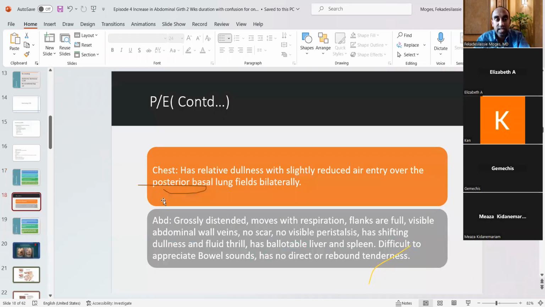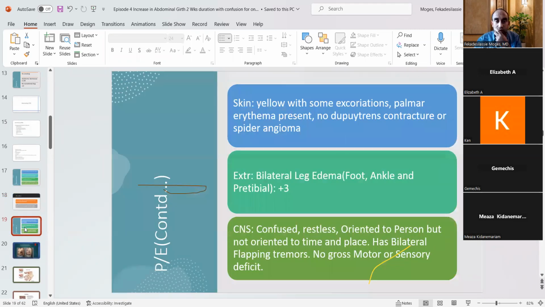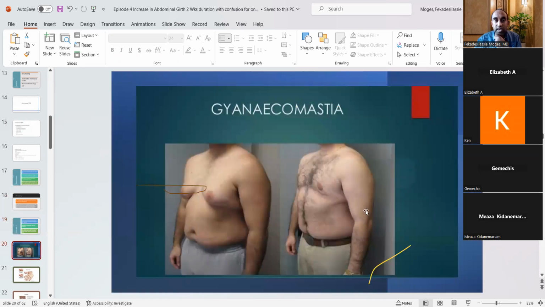So I'm not going to read this out because it's straightforward and we have already talked about it. So the findings I have told you already, okay? I have told you the findings. So what do you see here?